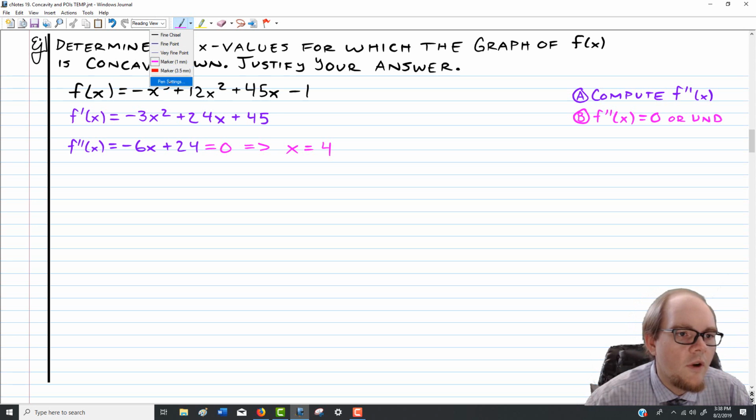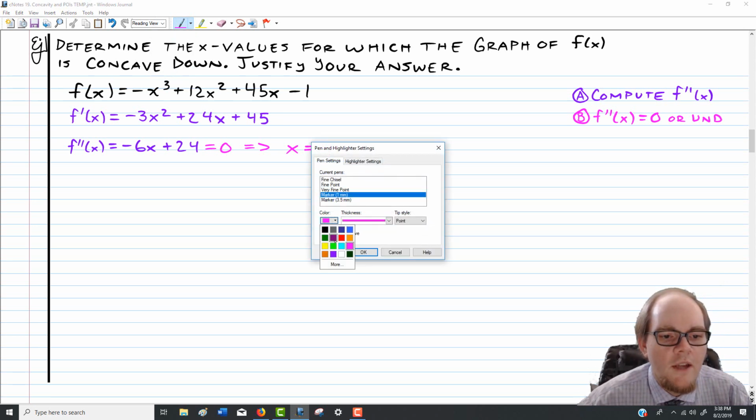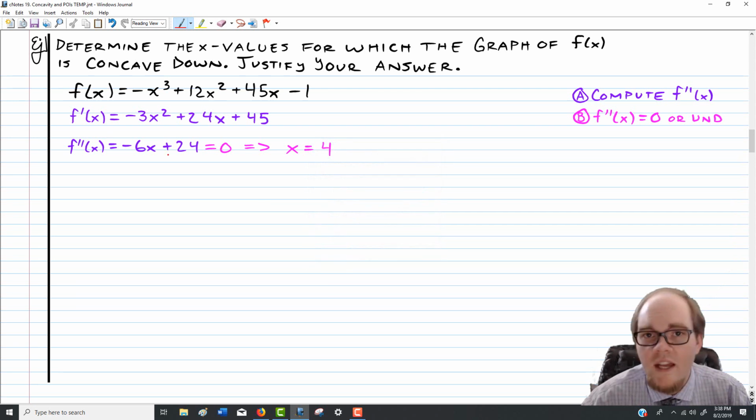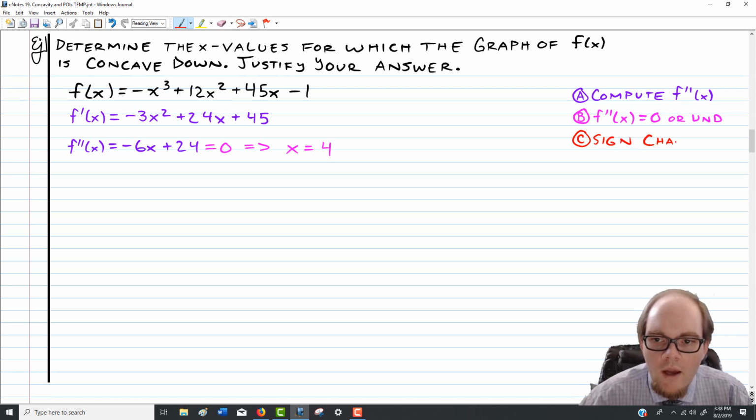So with x equals 4 in hand, we're interested in figuring out and determining the sign, S-I-G-N, of the second derivative. So once again, just like yesterday, we can make a sign chart. So we can draw it out, test some values, and see where the second derivative is positive and where it's negative. So in our case, doing a quick little sign chart here.